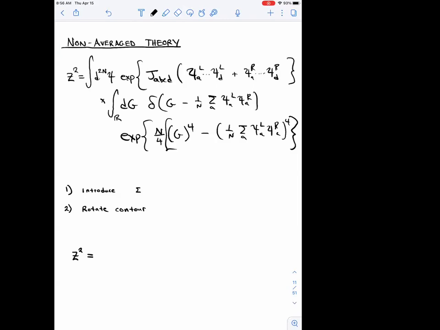Okay, so that was the first step. In the next step, what we do is we introduce an integral representation of that delta function using a sigma field, just like we did before.